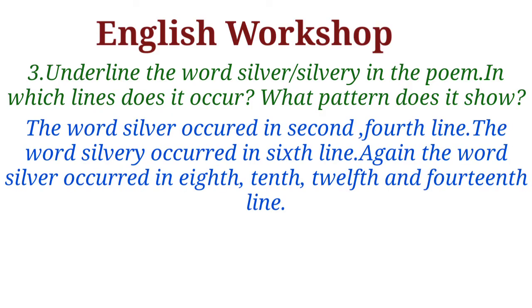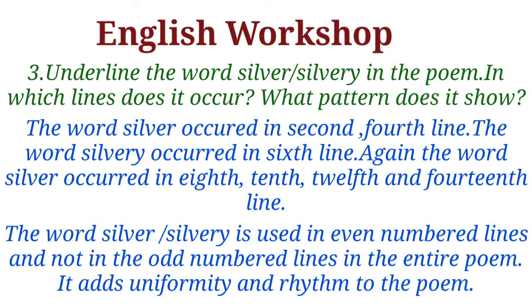The word silver is there in the second line, as in the fourth line also. The word silvery appears in the sixth line. The word silver appears again in the eighth line, then in the 10th line, 12th line, and lastly in the 14th line. So the question is, what pattern does it show? The word silver or silvery is used in even numbered lines and not in the odd numbered lines in the entire poem. It adds uniformity and rhythm to the poem.